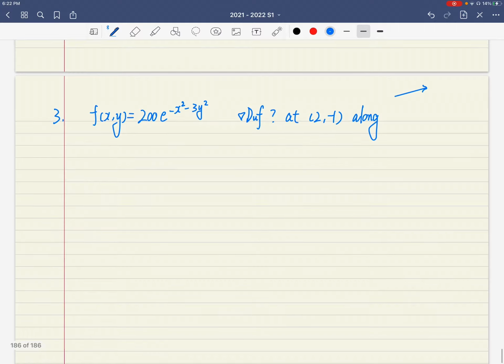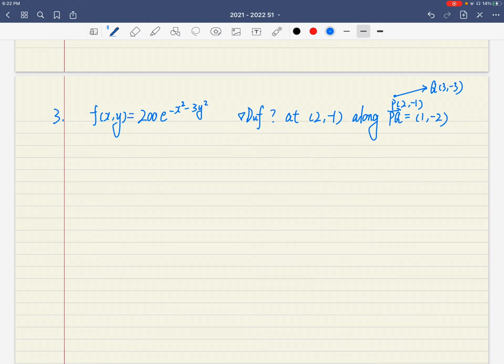So this point Q is 3, negative 3, and from the point P, this point P is 2, negative 1. Okay, so what is this direction? It's PQ, right? Along the vector PQ. So what is the vector PQ? It's just the end vector minus the start vector, right? So it is 3 minus 2, which is 1, and negative 3 minus negative 1, which is negative 2.